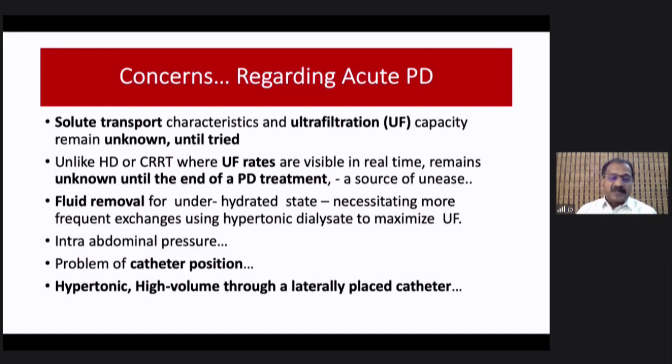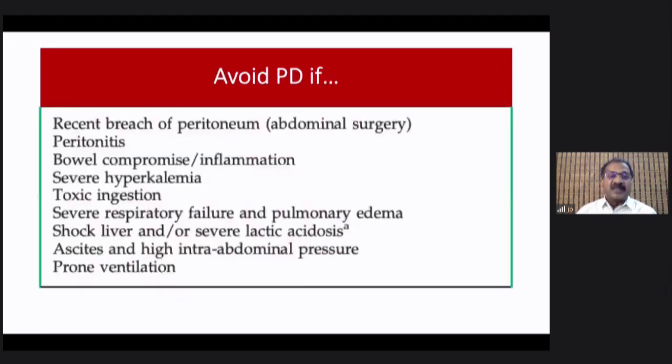And the problem of intra-abdominal pressure may be there in some of these patients, which might preclude use of peritoneal dialysis. And also the problem of the catheter position, because some of them might require proning for ventilation. But now that more and more patients are being successfully treated without ventilation, I think prone ventilation might be needed only in a few patients. And even there, we can modify the catheter placement in such a way that you can put it laterally and make it convenient even in a prone patient. And by using hypertonic solutions and high volume cycles and keeping a laterally placed catheter, I think we can get over most of these concerns and choose PD.